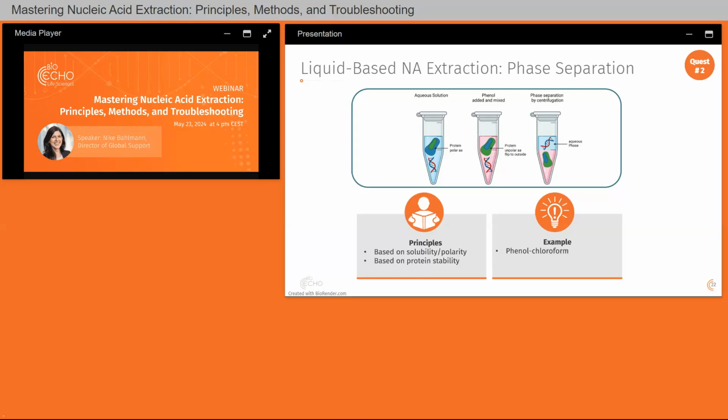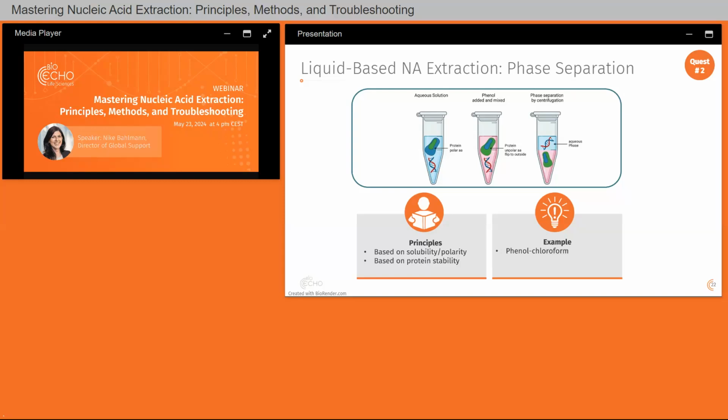Sometimes you add chloroform, which helps you to really have a distinction between the two phases, because obviously not all substances are the same. There are some proteins which cannot decide whether they want to be in the aqueous phase or the phenolic phase, so they remain at the interface. Chloroform helps keep them there so that you do not risk protein carryover.